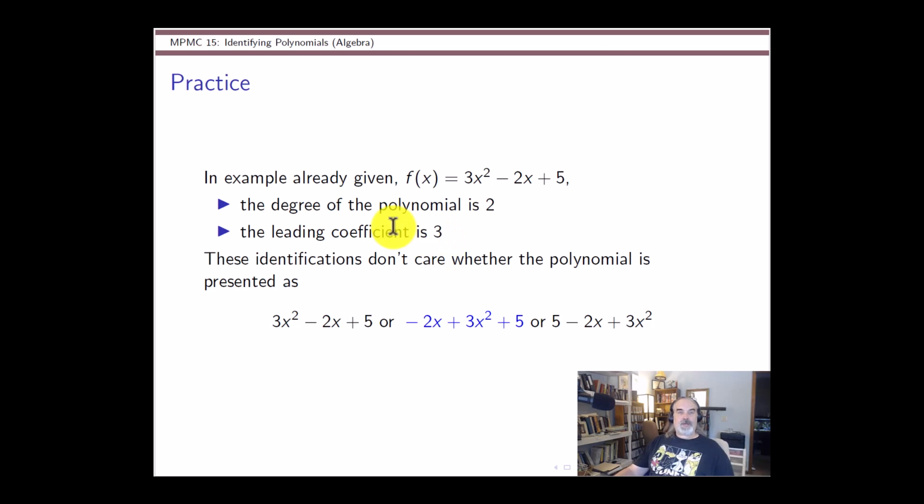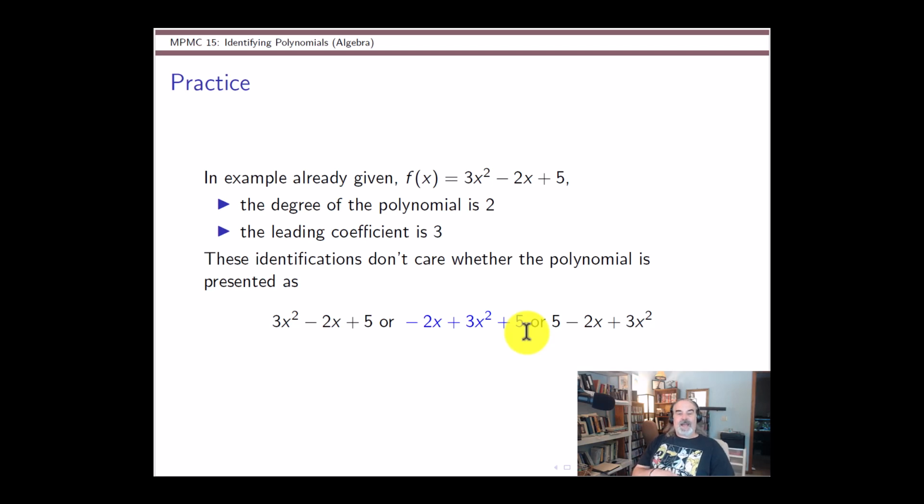And those two identifiers stay the same whether or not we scramble up the terms and write the function in a different order. Because function-wise, 3x squared minus 2x plus 5 is the same thing as minus 2x plus 3x squared plus 5. We are just using, remember the buzzword, the commutative property of addition, that you can change the order around, right? The terms can commute.